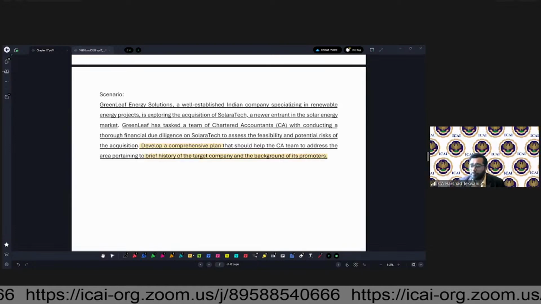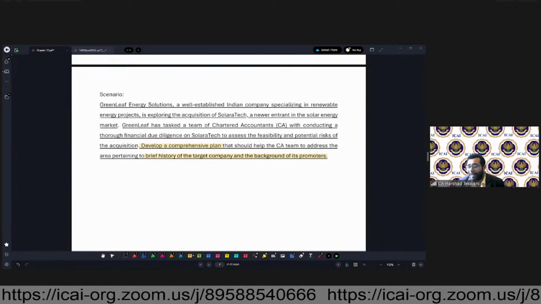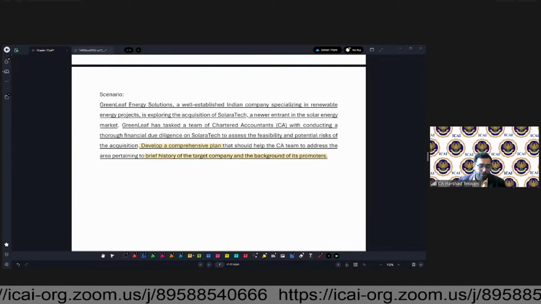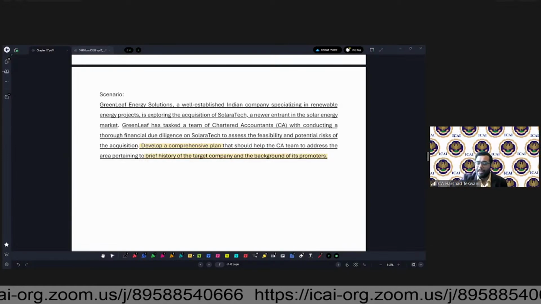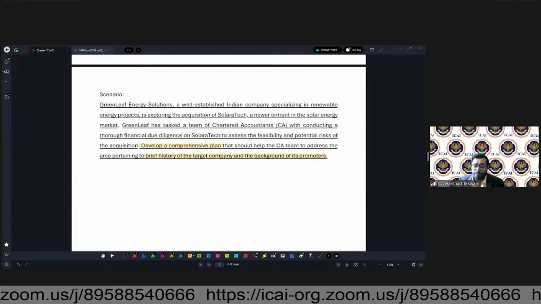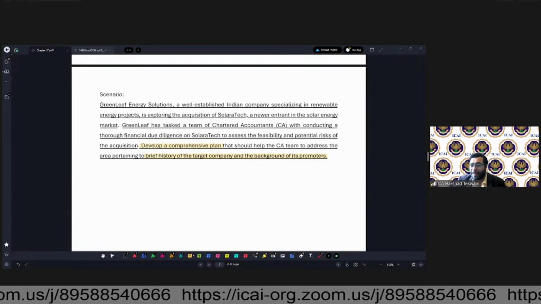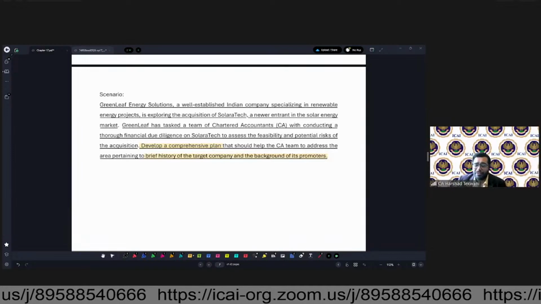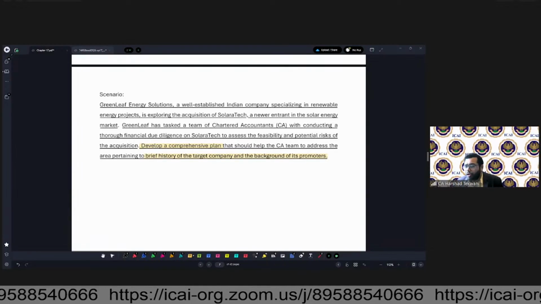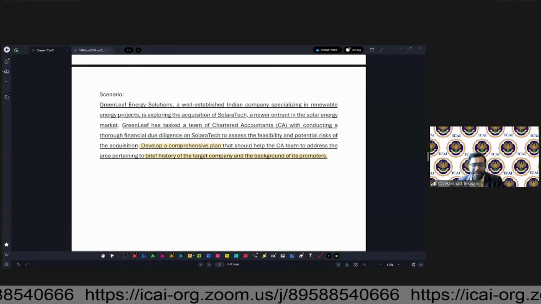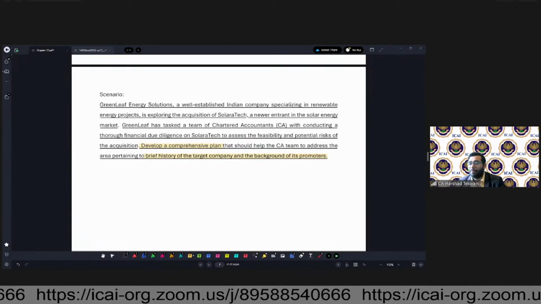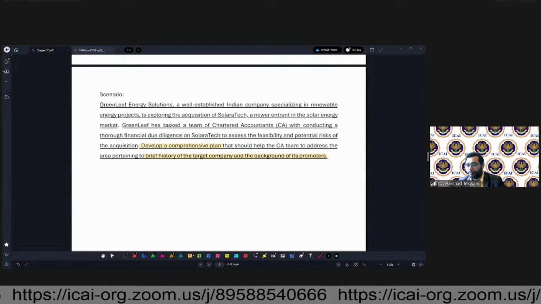What was the past image of the company? For example, any past major litigations or issues that were highlighted or that were there in the market, for example any fraud, any scam, or some misconduct by the company that was done in the past, and that has still impacted their image. So all these things I will identify or understand in the brief history of the target company and the background of its promoters.